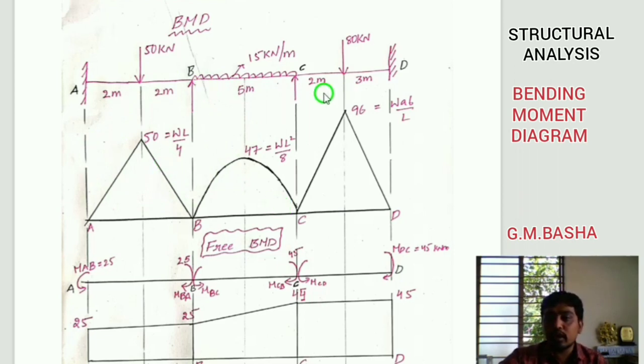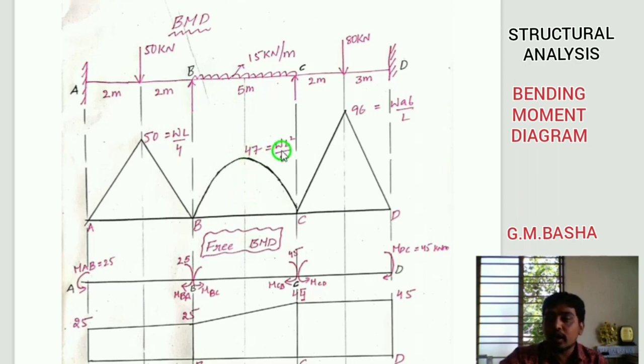Then go for the UDL. Whenever a UDL is there, the shape of the free bending moment diagram will be in the form of a parabola. So what about that ordinate point formula? WL square by 8. The maximum bending moment occurs at the center for the UDL. Therefore you will get the ordinate point exactly at the center.